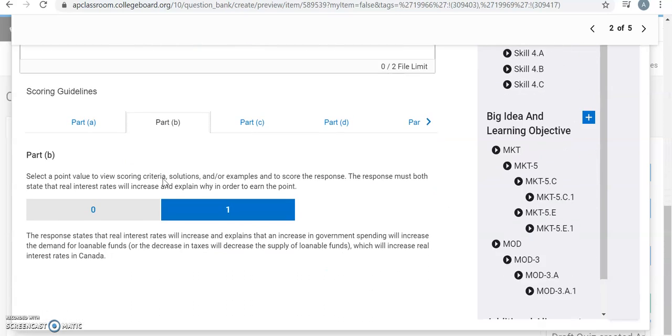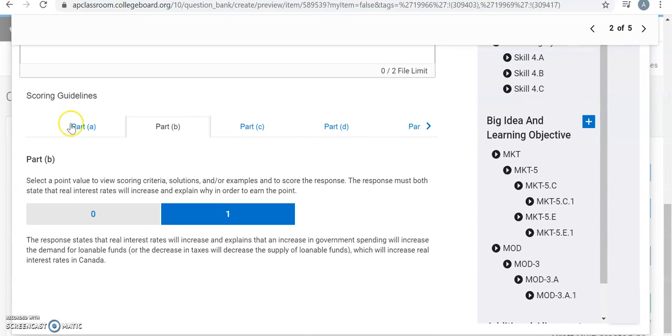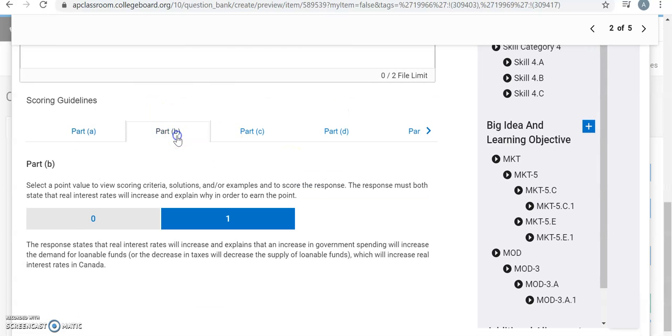All right, so this is going to likely increase the interest rates. Interest rates will increase, and the explanation is that an increase in government spending will increase the demand for loanable funds, or a decrease in taxes will decrease the supply of loanable funds, which will increase real interest rates in Canada. So, if we increase the deficit, this is going to decrease the unemployment rate, and it's going to bring it back up to equilibrium right here, where the short run and the long run are in line with each other. All right, so that should be part B.